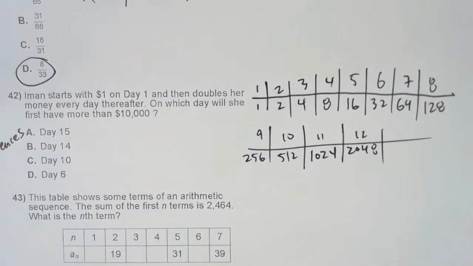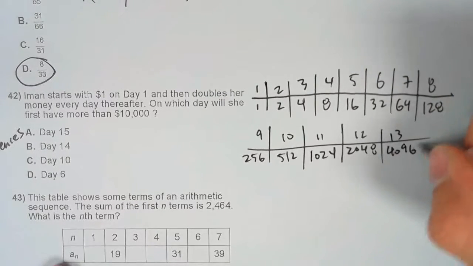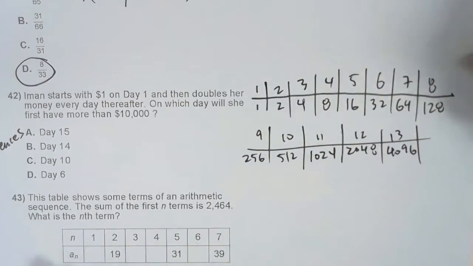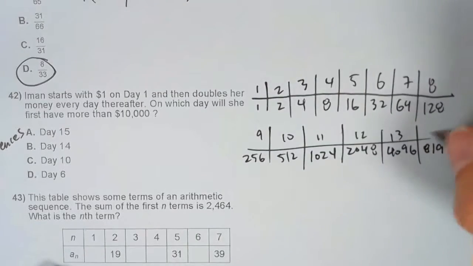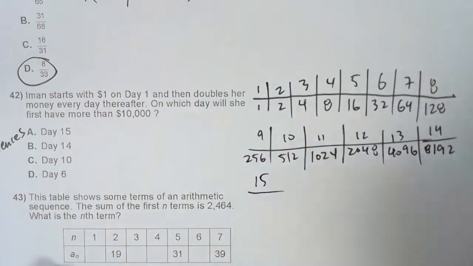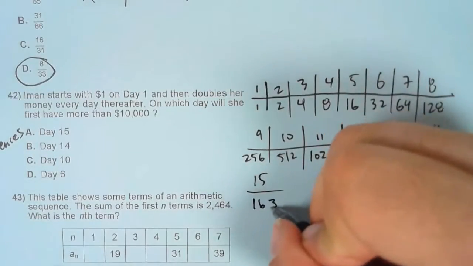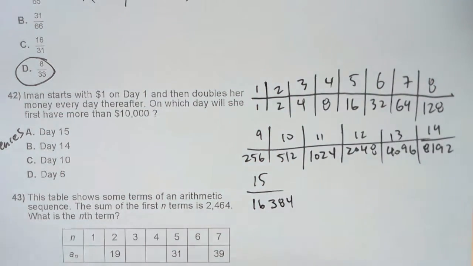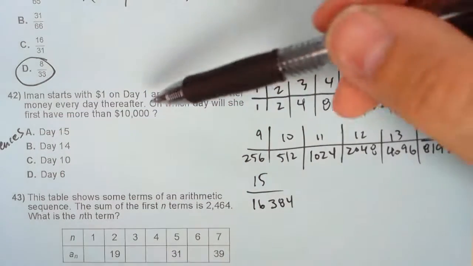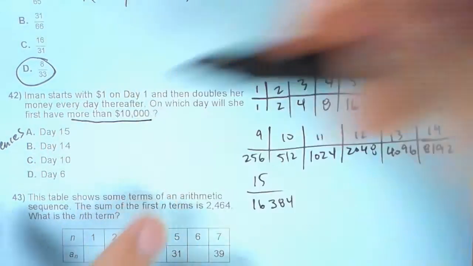I don't know that one off the top of my head. 2048 times 2 is 4,096, times 2 again, 8,192. 15 is, let's see, times 2 again, 16,384. Okay, so they're asking the question, on which day will she first have more than $10,000?